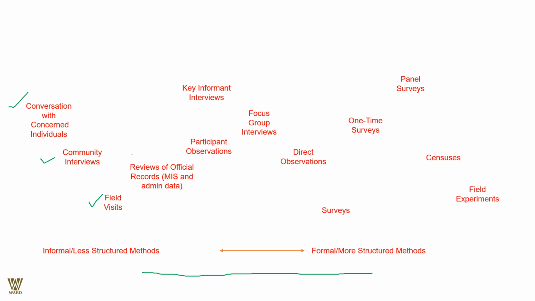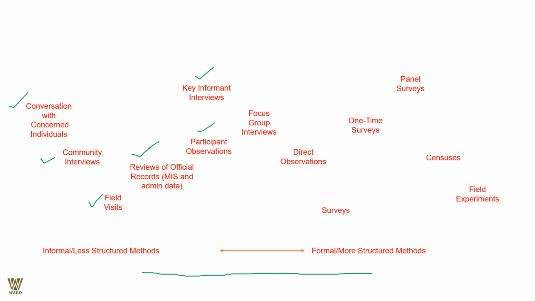Review of the official records of the MIS and the admin data that goes around here. Key informant interviews, as the case might be. What do we go around here? How do we go around it? The key informant interviews, the participation, observation.